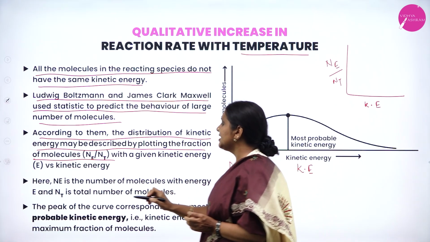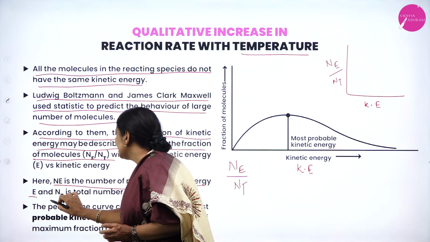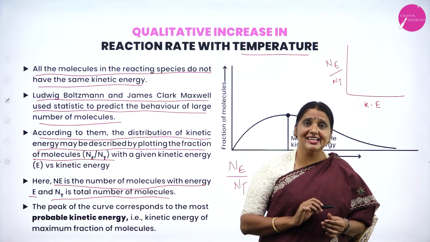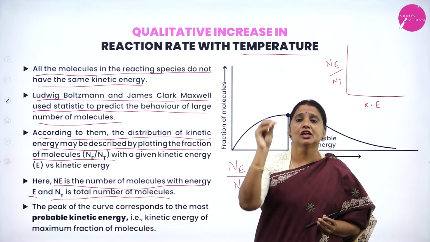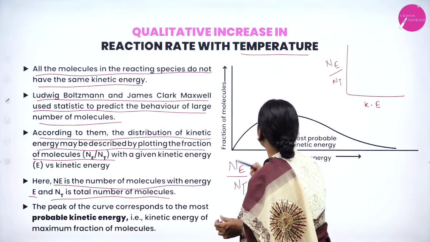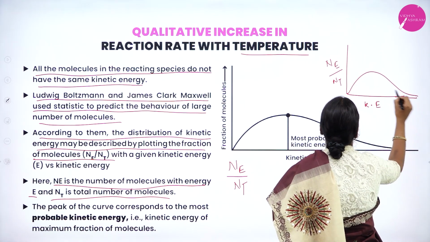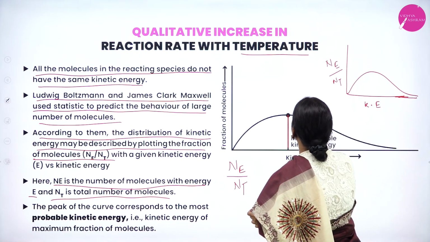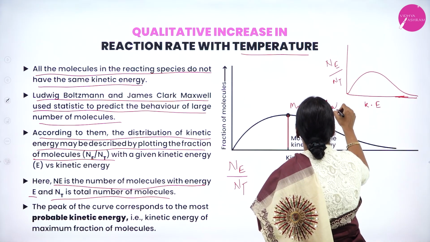What is Ne? Ne is the number of molecules with energy E. Nt is the total number of molecules. So, when you plot a graph, you will get a graph like this. This height, the peak of the curve, is called as what? Most probable kinetic energy.